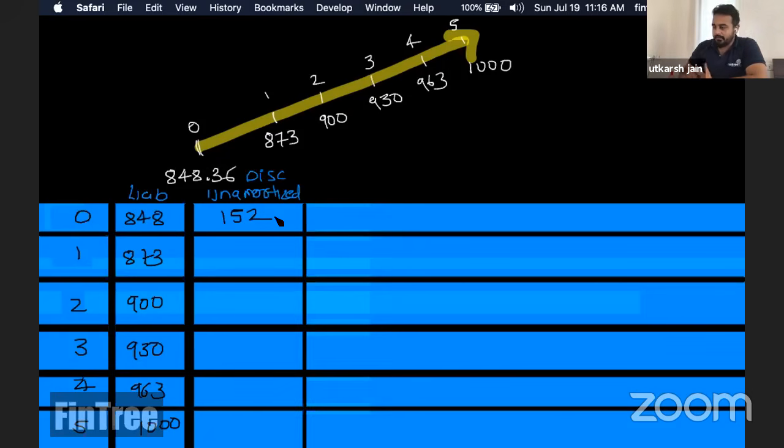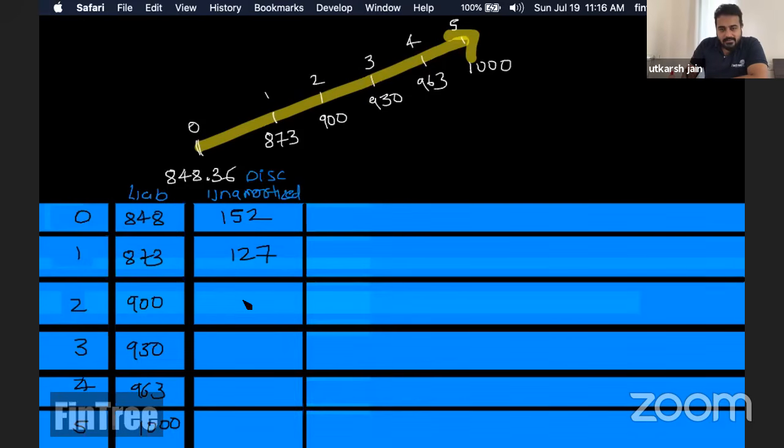So at year one, the bond price is 873, face value is 1000. What is the distance between the two now? 127. Has it reduced? Has it come down from 150 to 127? Yes. That's why we say we are amortizing the discount, right? We're slowly reducing that discount.